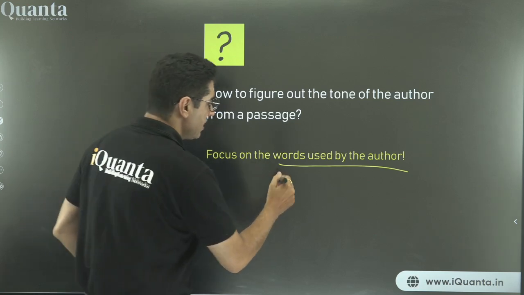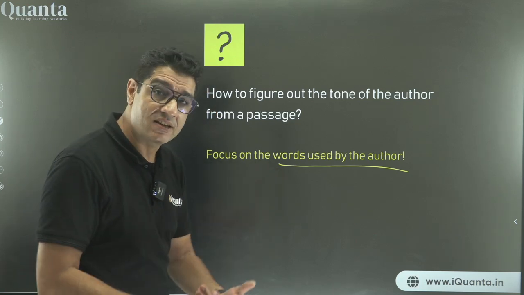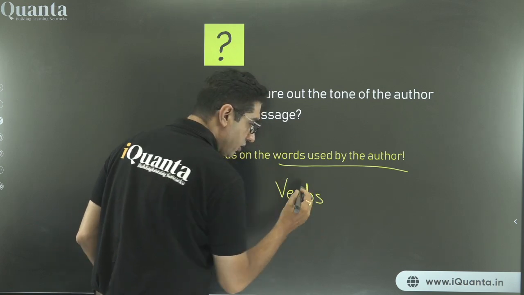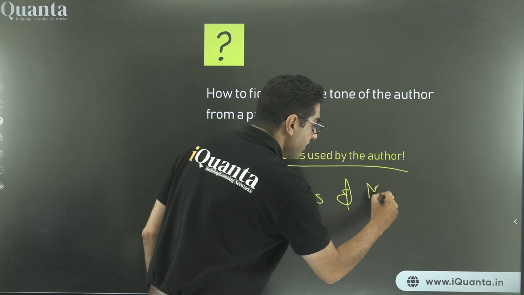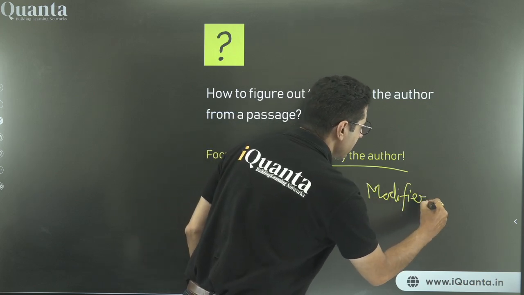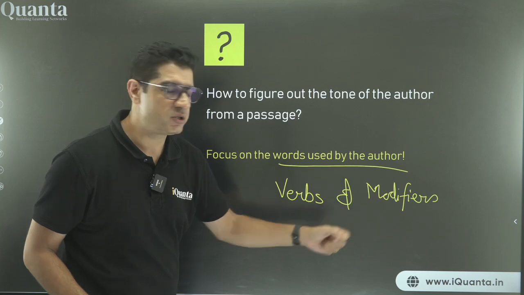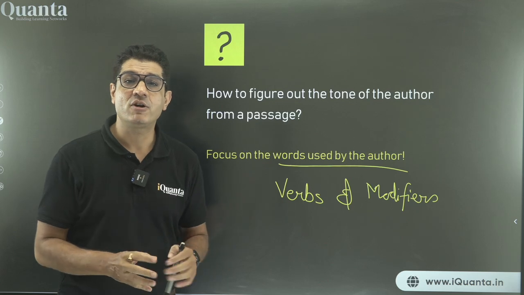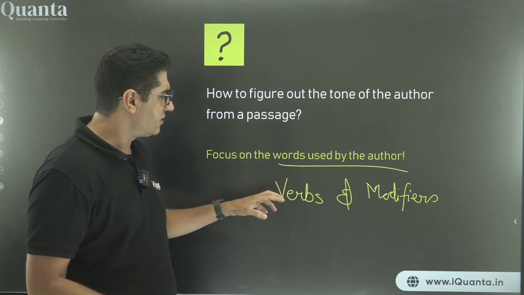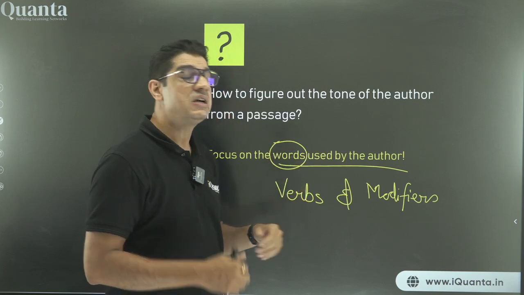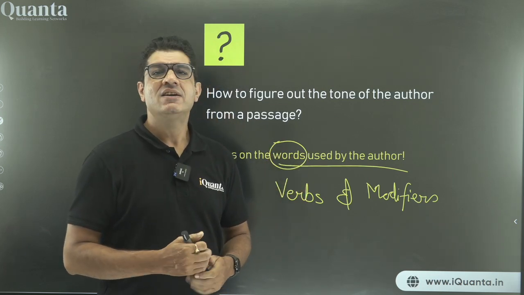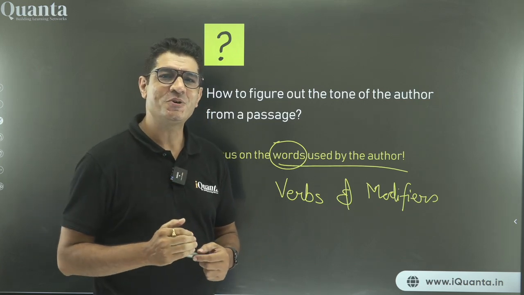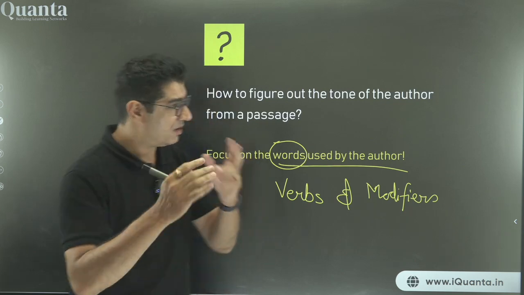And when I say words, let me also highlight a couple of categories that do a better job of it. If you focus especially on the verbs and the modifiers used by the author, modifiers basically being adjectives and adverbs, then they give you a very clear indication of the author's state of mind. And in order to do that, you need to realize that words do communicate emotions and attitude. So you need to level up your game when it comes to vocabulary. So level up how? Let me tell you.